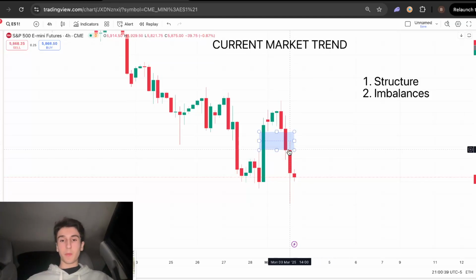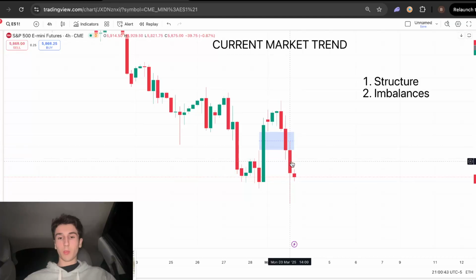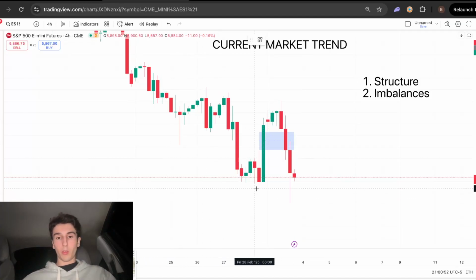Here we retest it again. That's a beautiful candle right there. Actually, damn. We retest it again, and then we fall further and draw to these lows right here. This was actually a beautiful inversion entry today.